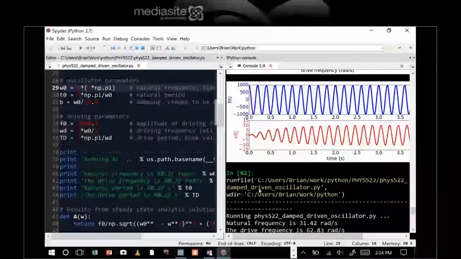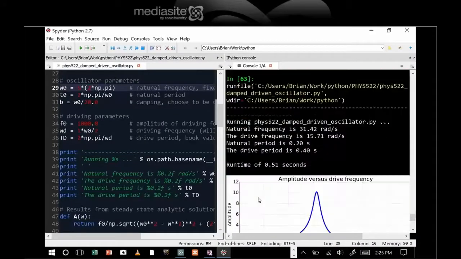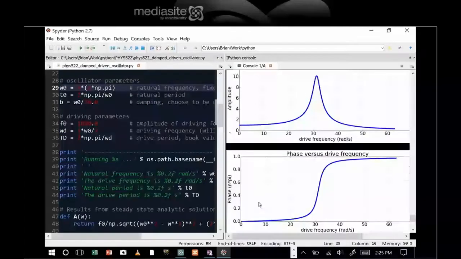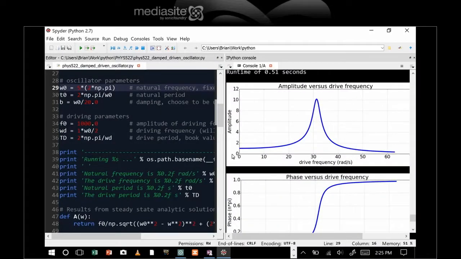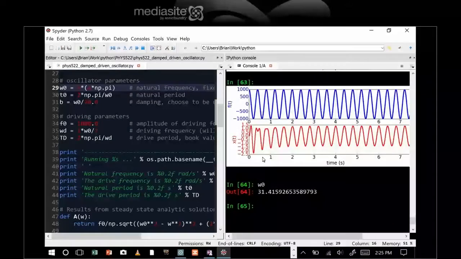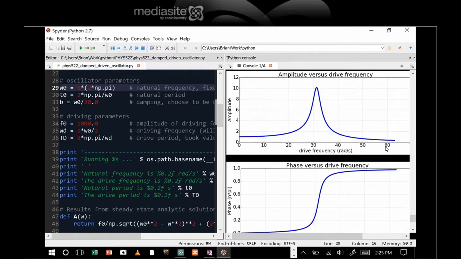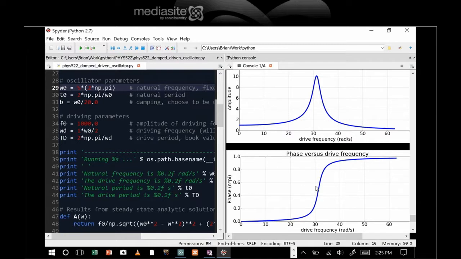So if I type in omega naught, notice that's 5 times 2 pi, and that's about 31. That's what that number is. So this corresponds to the natural frequency omega naught, and I'm plotting it as a function of drive frequency. Notice that the amplitude peaks at that, and then the phase at that is going to be pi over 2.